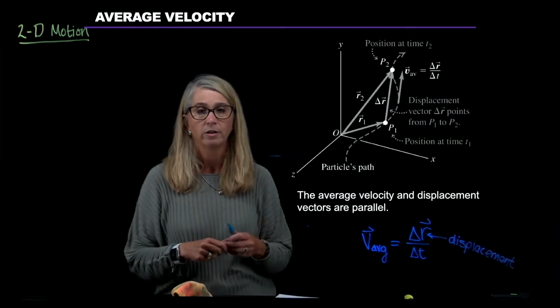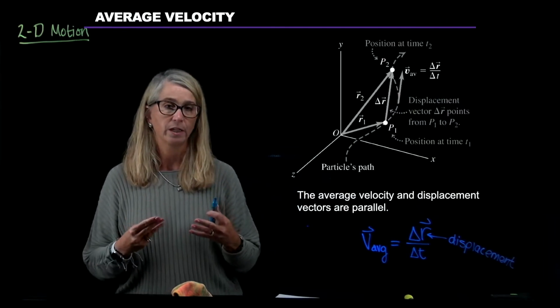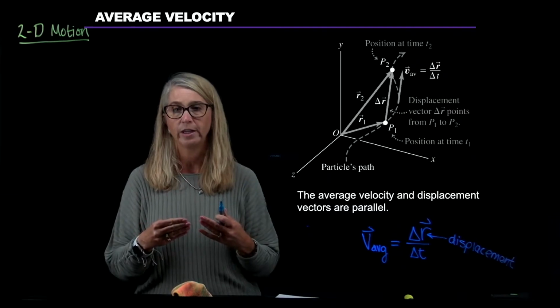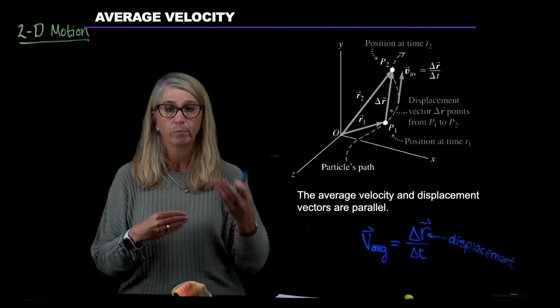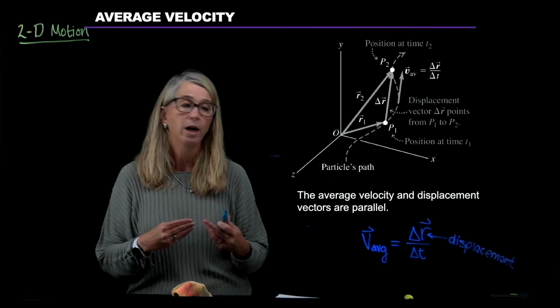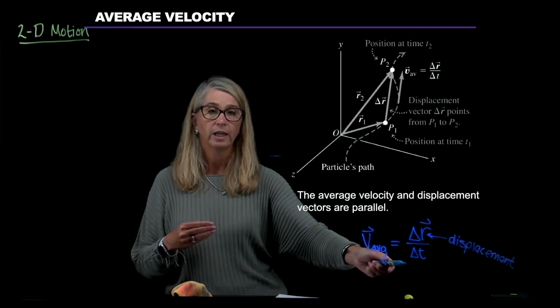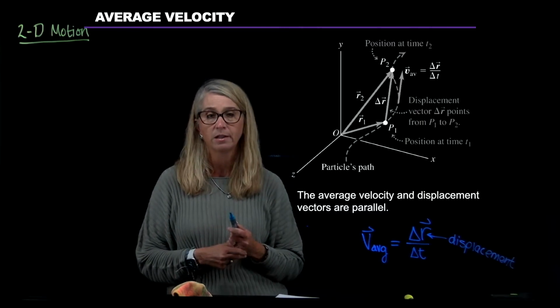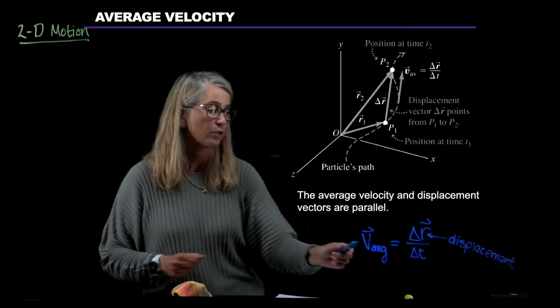And then the delta R, the displacement vector. That's something interesting because that allows us to calculate how far the particle has traveled. But it also goes into doing the calculation for the average velocity. Now let's look at this expression.